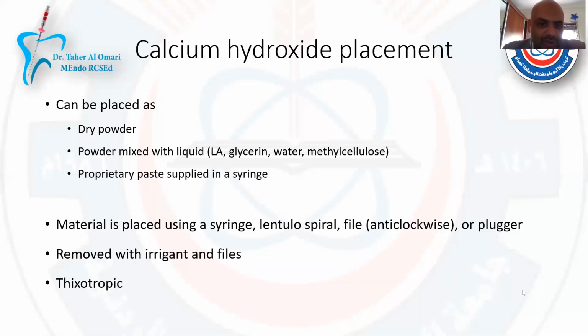The material can be inserted into the root canal using a syringe injection, a lentulo spiral, or a file. In the lab group that I supervise, when we did the demo for calcium hydroxide, we inserted the material by the file in anti-clockwise rotation. It's just the other way around.